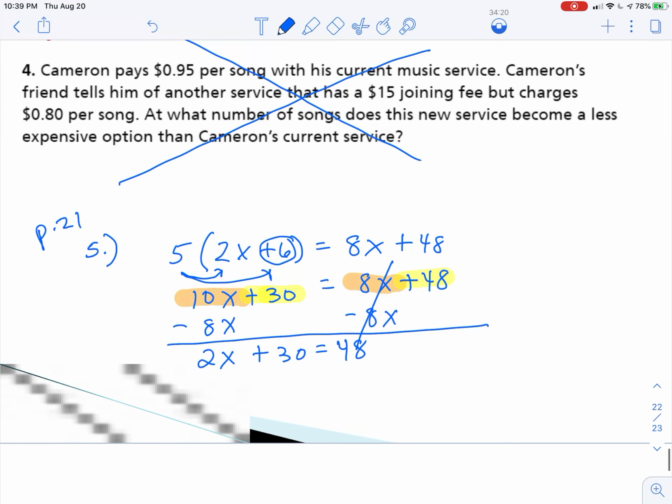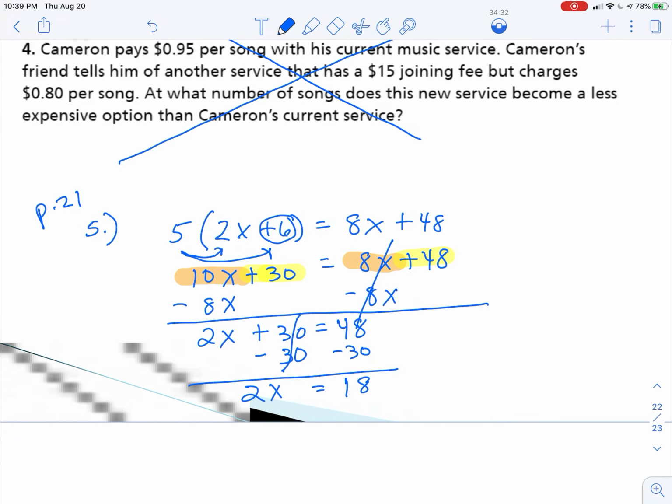Now I'm going to undo the addition of 30 by subtracting it from both sides of my equation. And I have 2x equals 18. To finish this problem up, I would simply divide both sides by 2. That would give me x equals 9. And the solution for number 5 is 9.